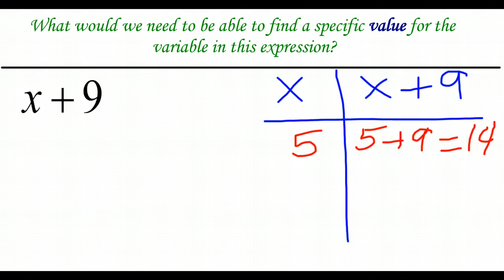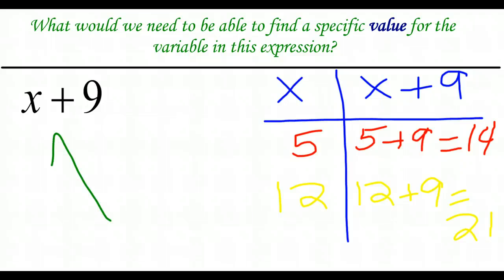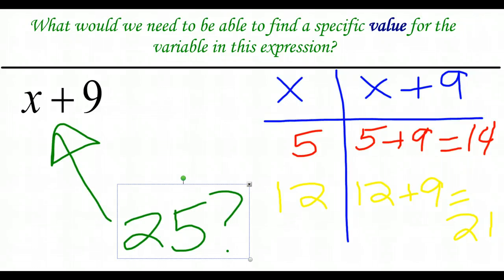Say we decide that x needs to be 12. 12 plus 9 is equal to 21. So this is all well and good and helps us if we have the freedom to choose what x is. But what if we're looking for a specific value of x? What if we want to know that specific value for x that makes this expression x plus 9 equal to, say, 25? Not that x is equal to 25, but x plus 9 becomes 25.